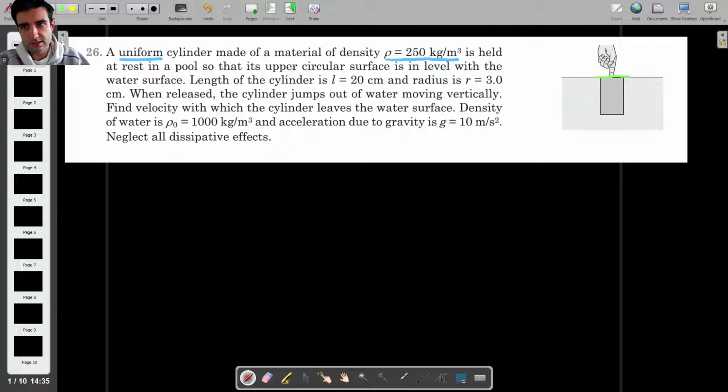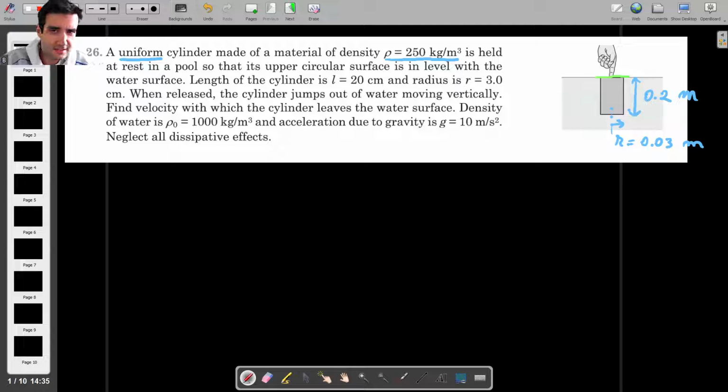And we know a couple of things. We know the length of the cylinder, which is this side, is 20 centimeters. As usual, as I tell all my students, you should always convert this to SI units, which is meters in this case. And the radius of the cylinder is 3 centimeters. So let's actually do it like that. That would be R equals 0.03 meters. Okay, and what we have to find is the velocity with which the cylinder leaves the water surface.